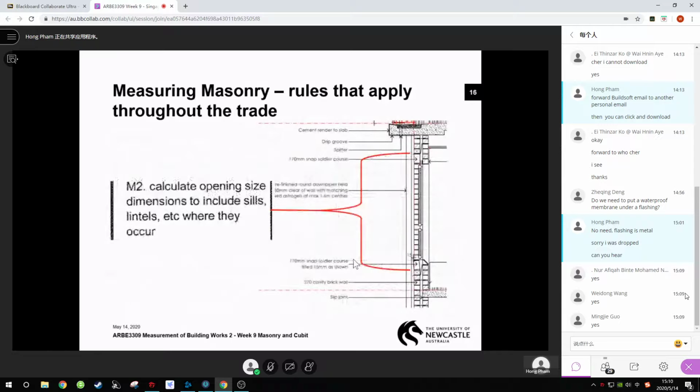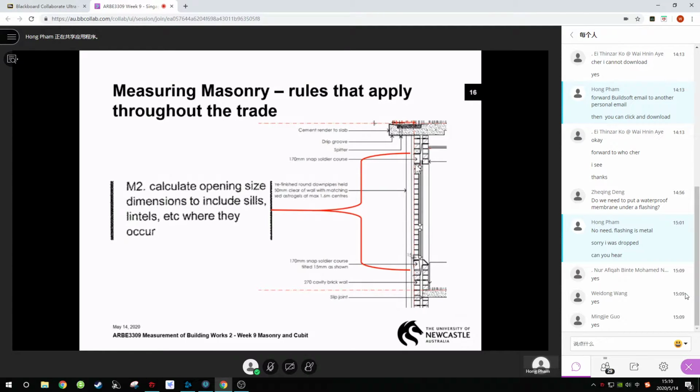This is the second measuring rule: calculate the opening size to include the sill and lintel. Very easy. It means when you deduct the opening for these windows, also deduct the lintels or sills as well, because this is the head, and this is the sill.